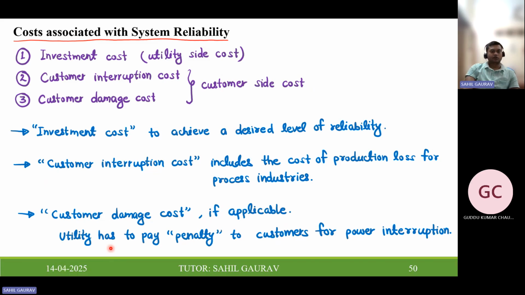And if you see, the costs associated with system reliability are investment cost, customer interruption cost, or customer damage cost. So customer interruption cost and customer damage cost are customer side costs, and investment cost is used to achieve a desired level of reliability. While customer interruption cost includes the cost of production loss for process industries. Customer damage cost, if applicable, means the utility has to pay a penalty to the customer for power interruption.